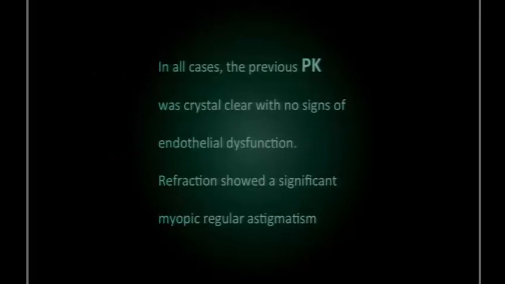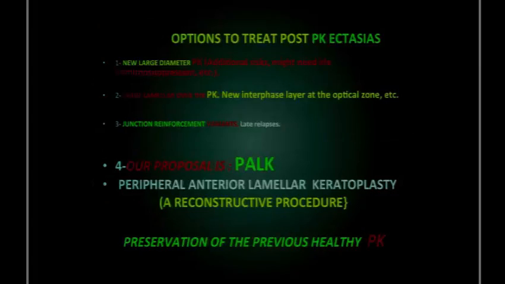Which are the treatment options? One is a large penetrating graft, but we know that this has some risk concerning a greater tendency to rejection or other types of complications, and probably may need immunosuppression for life. We have tried, as other people also, a large lamellar graft over the penetrating graft, but we have a new interface, and the vision is not so good. Junction reinforcement is a good procedure, but in our experience, there are a lot of relapses.